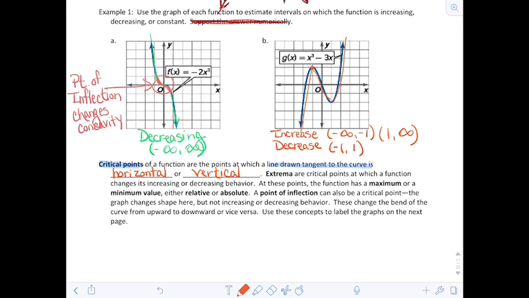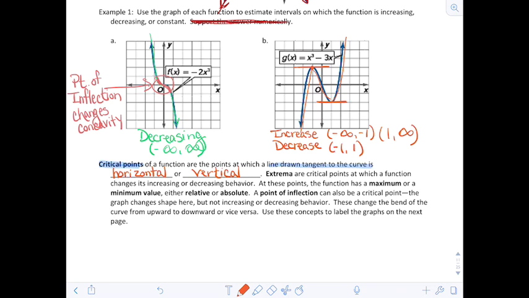So if we go back up and look at graph B, you can see that when x is -1, you could draw a horizontal tangent line. From geometry, you probably remember that a tangent line is a straight line that will touch a curve in just one place. And then here at +1 on the x-axis, we could draw another horizontal tangent line. So we have two critical points. We have one at -1 and we have one at +1.